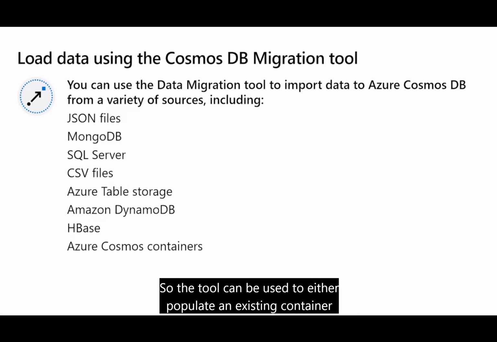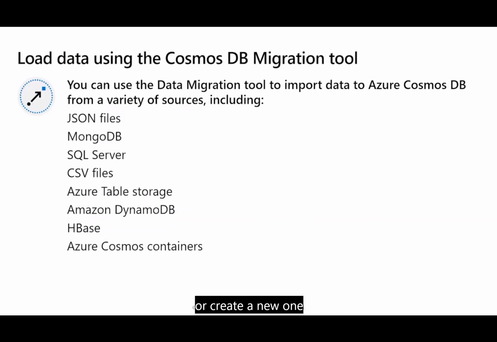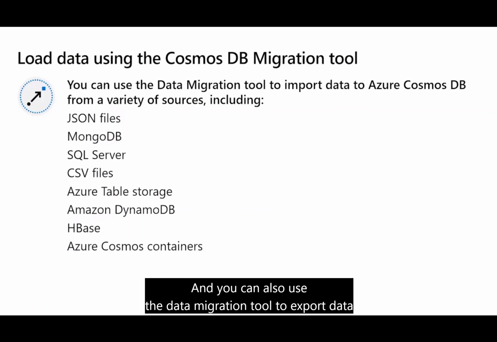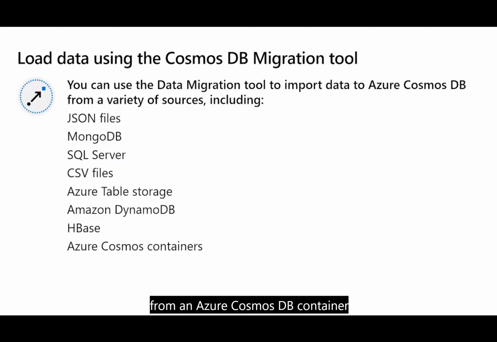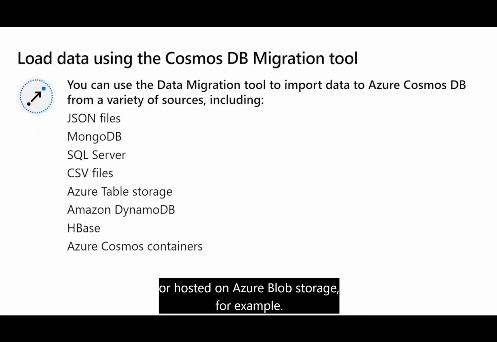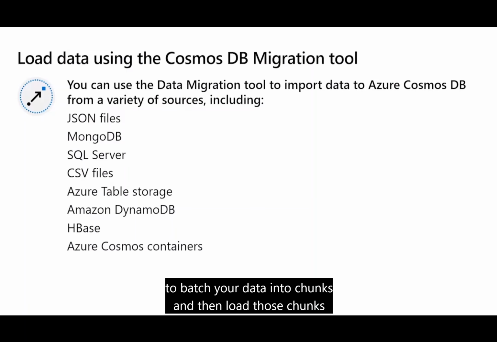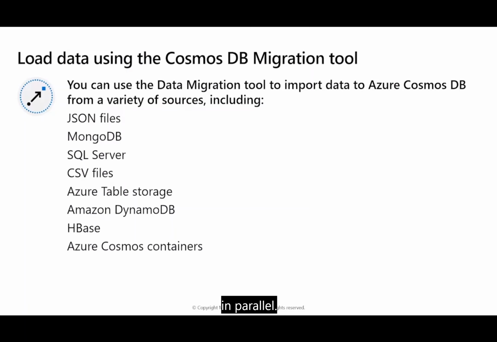So the tool can be used to either populate an existing container or create a new one if the specified container doesn't exist already. And you can also use the data migration tool to export data from an Azure Cosmos DB container to a JSON file that can be either locally hosted or hosted on Azure Blob storage, for example. If you have a lot of data, the data migration tool can also make use of multiple concurrent threads to batch your data into chunks and then load those chunks in parallel.